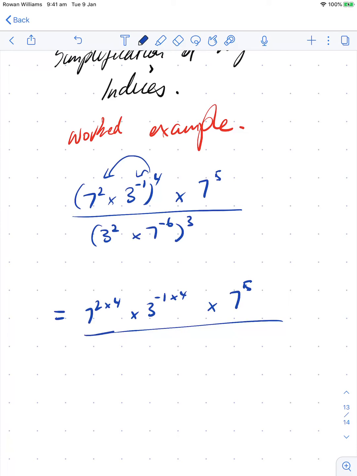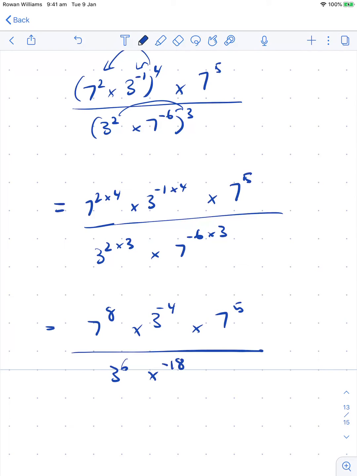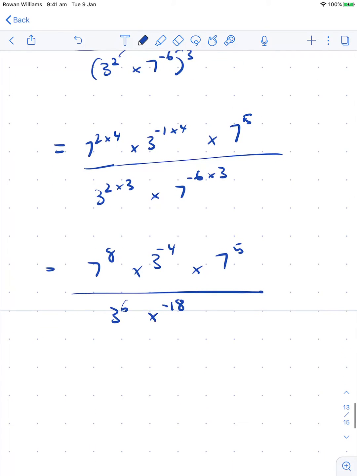All right, let's deal with the bracket underneath. Times in here, times in here. That becomes 3 to the 2 times 3 times 7 to the minus 6 times 3. Cool, I'll neaten all that up: 7 to the 8 times 3 to the minus 4 times 7 to the 5 over 3 to the 6 times minus 18.